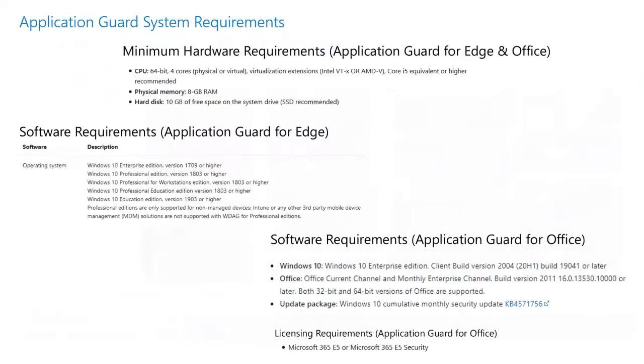What are the system requirements? Now let's talk about that. We have talked about the capabilities. We have talked about the different configurations. Now let's talk about what you need to run Application Guard. What are the minimum system requirements? What are the software requirements? What are the platform requirements?